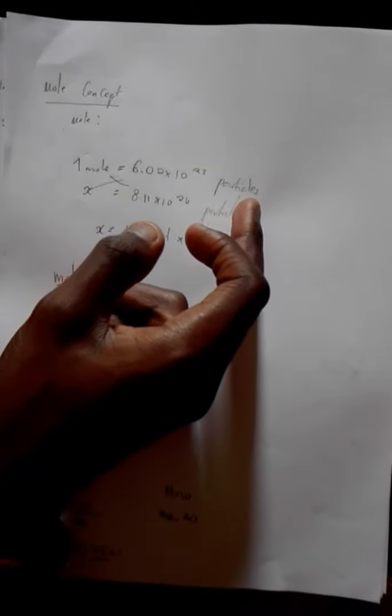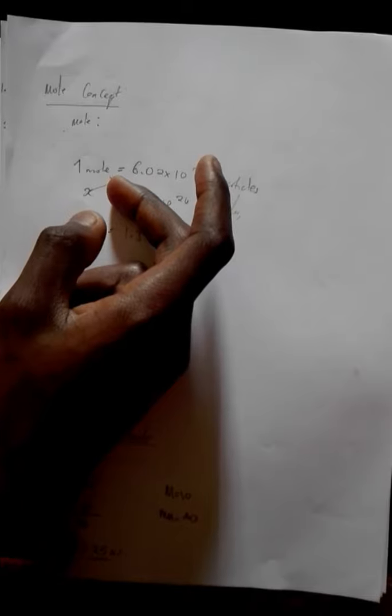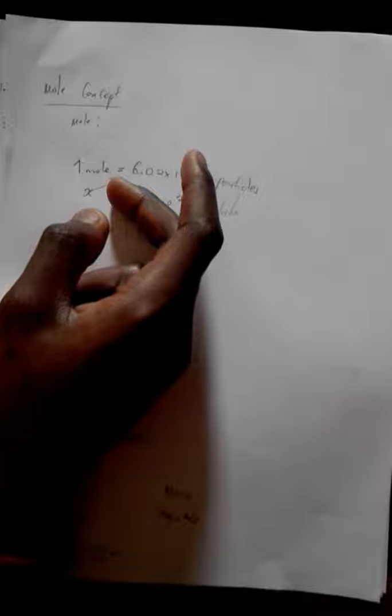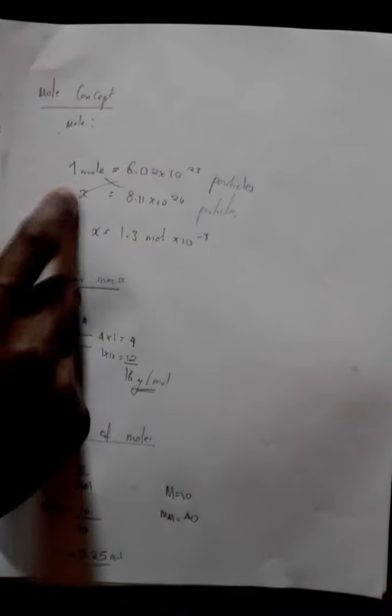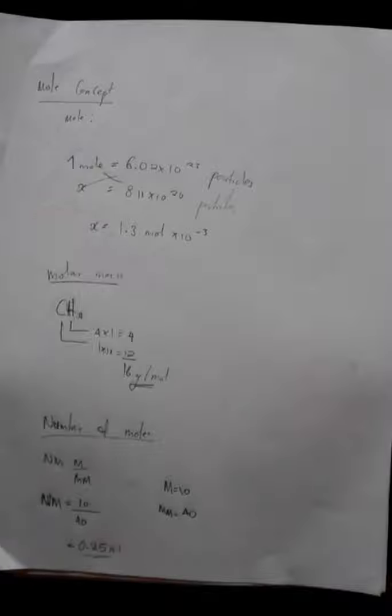Then we'll get the second data set, which is what the question is asking: how many moles are there in 8.11 times 10 to the power 26 particles. So we've been given the particles, but we're trying to find the number of moles, so we'll just say x. We put x under moles and the particles under particles, like that. Then you cross multiply, and you use your calculator, and the answer should be 1.3 times 10 to the power negative 23 mole.